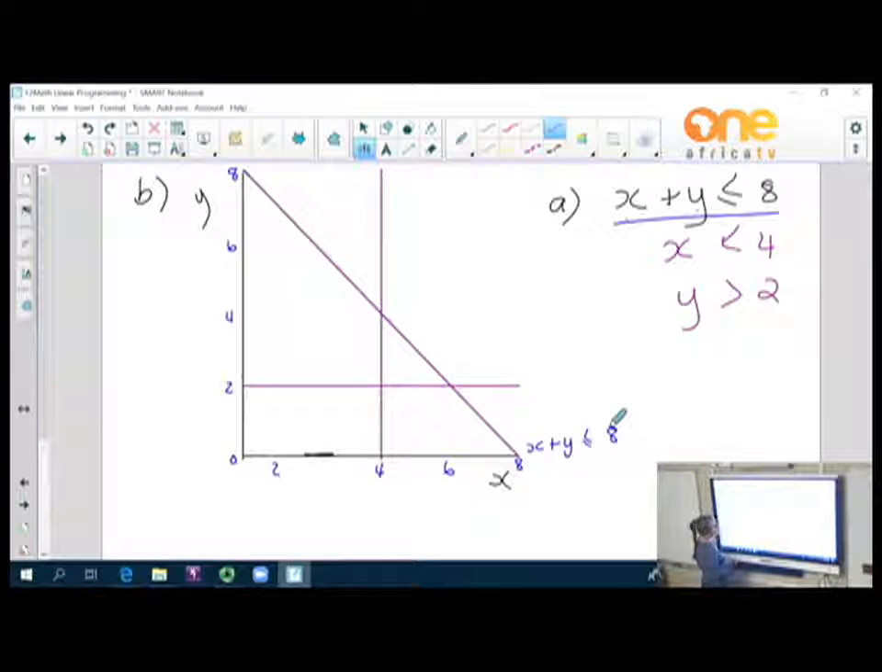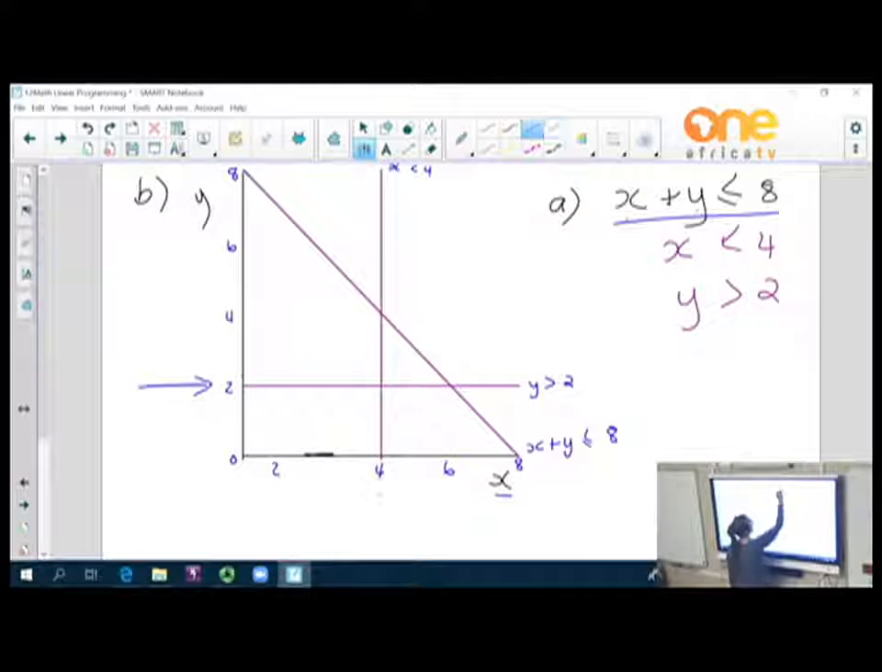Then x is less than 4. So here is my x, here's 4. So this one is x is less than 4. And then we have y is more than 2, which is y is on this side. So there is 2, and we are left with y is more than 2. It says draw an appropriate pair of axes, leave unshaded the region which satisfies all the inequalities.